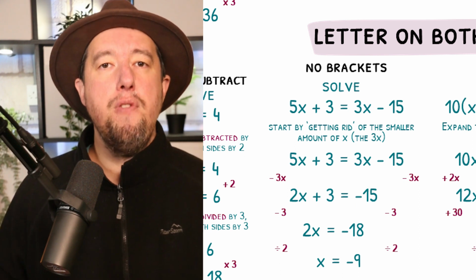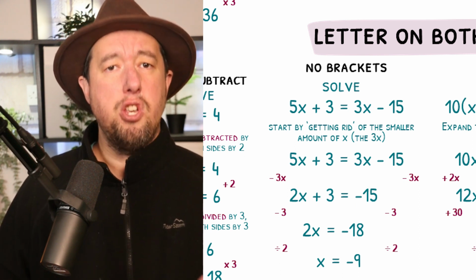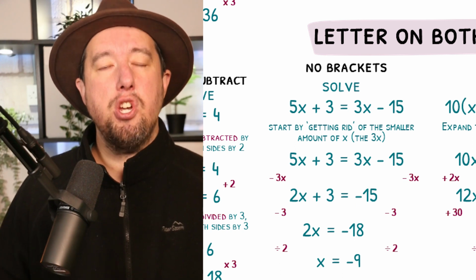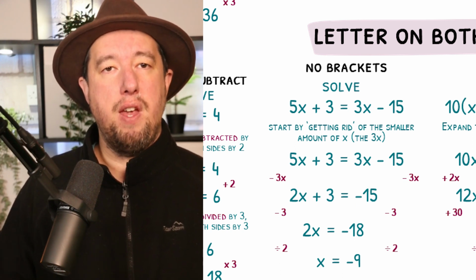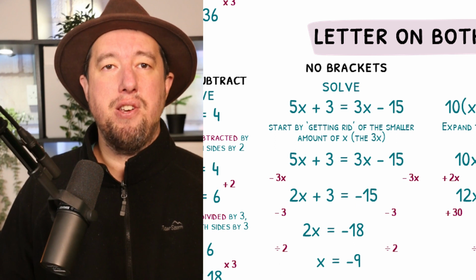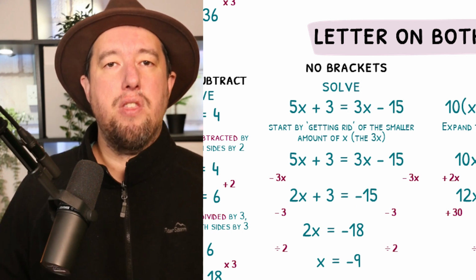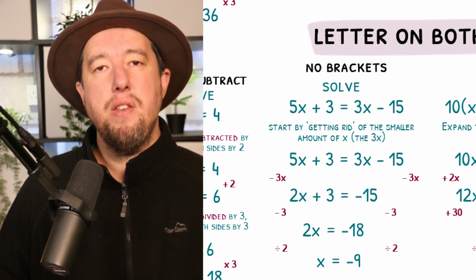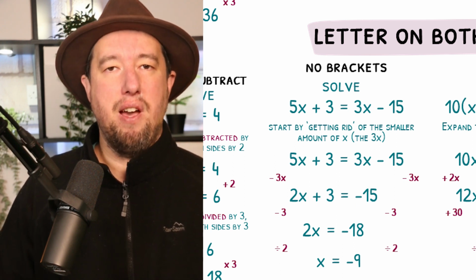We want to remove the 3x from the right hand side. To do this, we will just subtract 3x both sides. This will give us 2x plus 3 equals minus 15. We now have a nice 2-operation equation to solve. Subtract 3 both sides, giving us 2x equals minus 18, then divide 2 both sides, giving us the answer of x equals minus 9.